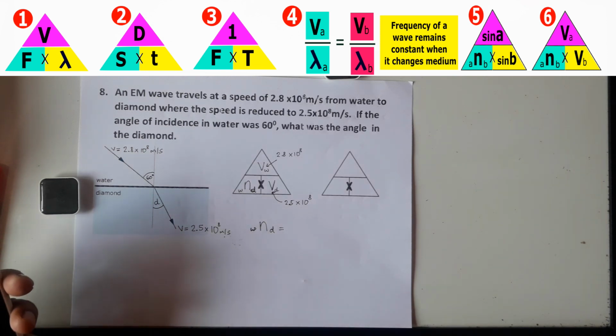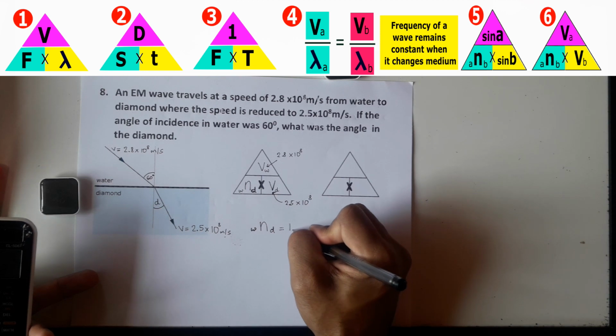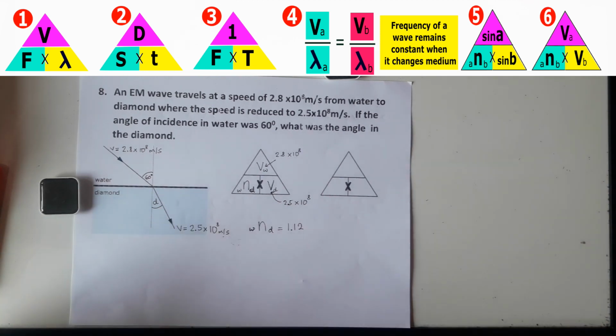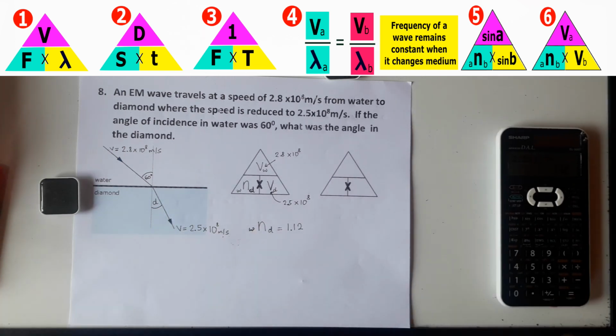So the refractive index from water to diamond is 2.8 to the power 8 divided by 2.5 to the power 8. And we will get 1.12. Refractive index has no units. I'm just double checking my answer. 2.8 divided by 2.5. Yep, my answer is correct.